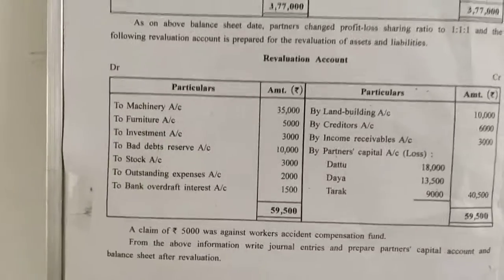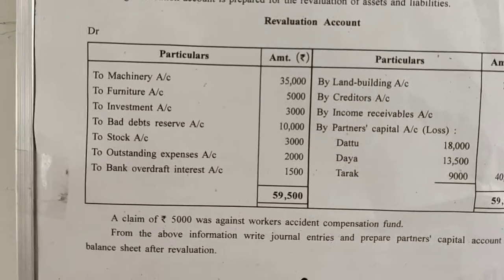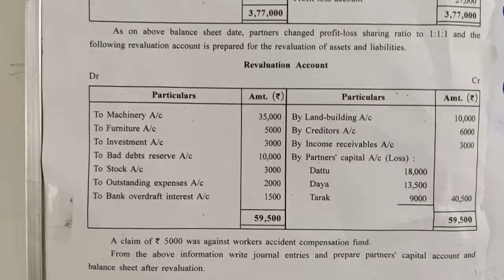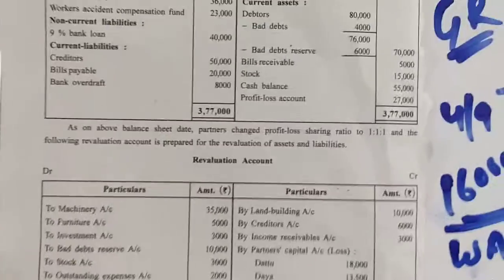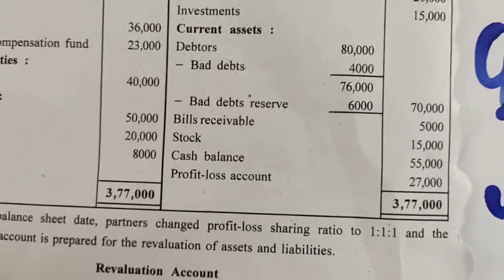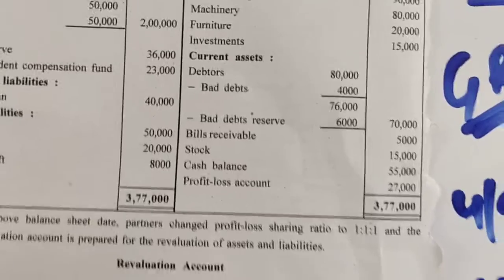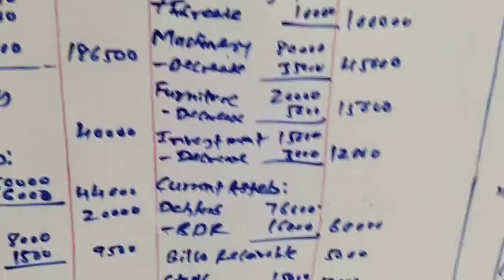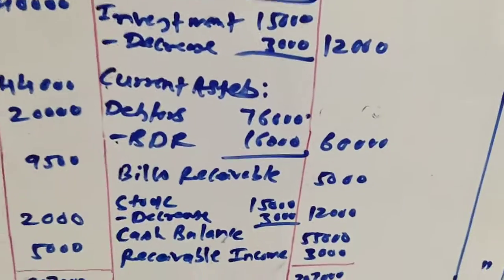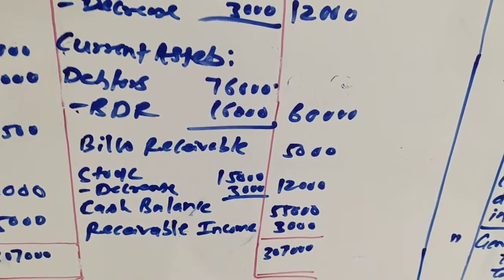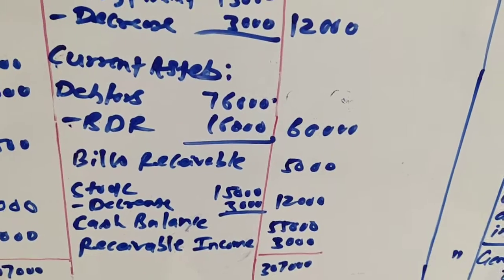Okay. Now it is BDR at the debit of revaluation 10,000. That means BDR is to be increased by 10,000. So now BDR will be 16,000 instead of 6,000. It will be 16,000. So let us see how to record in balance sheet. Current asset debtors 76,000 minus 16,000 BDR, 60,000 will be in outer column.